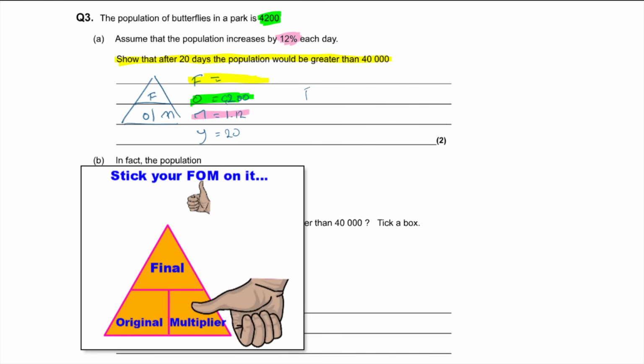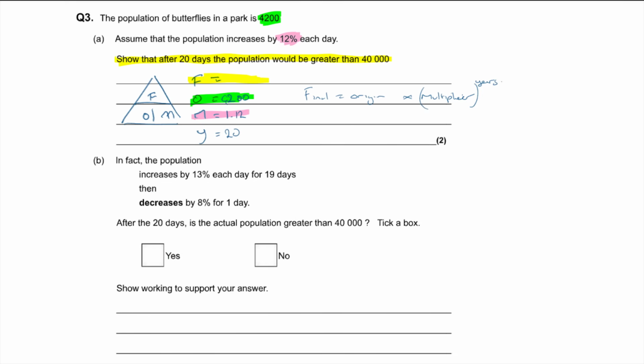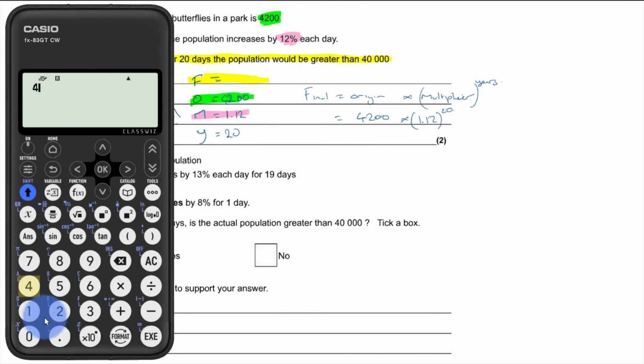Okay, so then final equals original times multiplier raised to number of years, or days. In this case it's days. The original is 4,200, the multiplier is 1.12, and the number of days is 20. So let's type that into the calculator: 4200 times 1.12 raised to the power of 20.